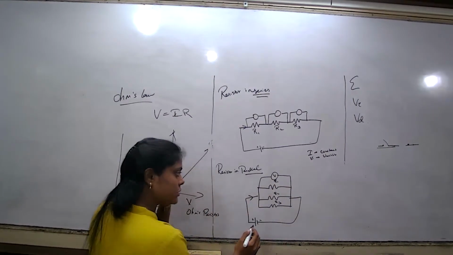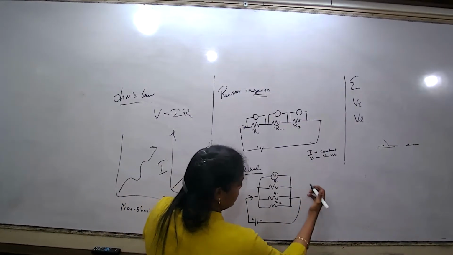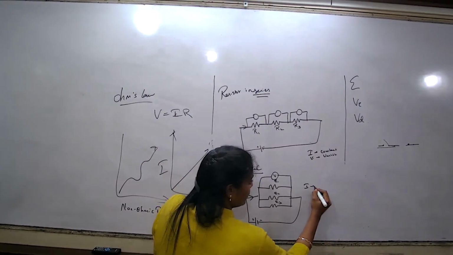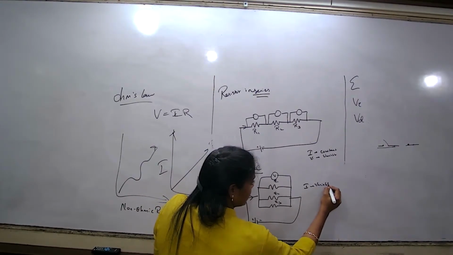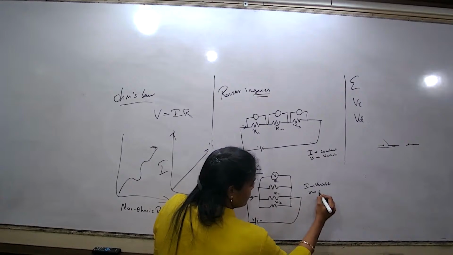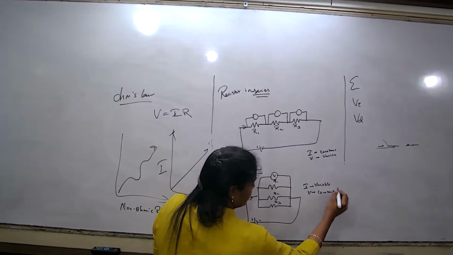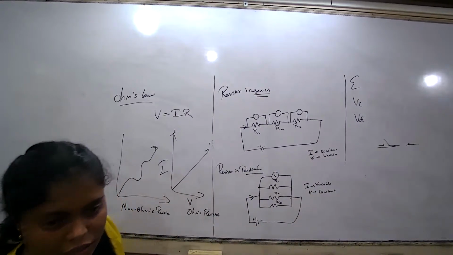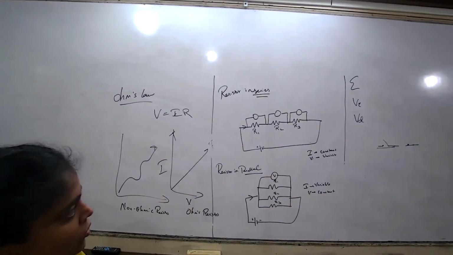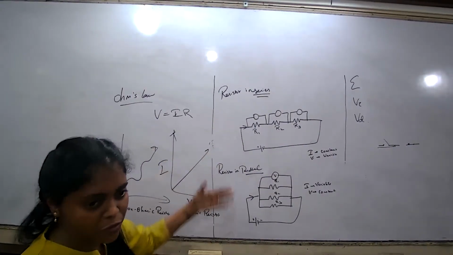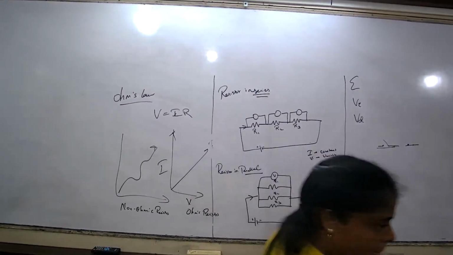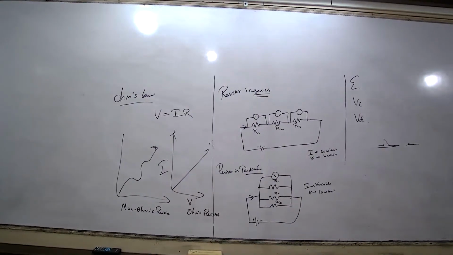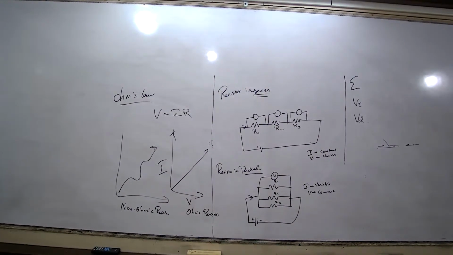In this concept, it is vice versa to this. The current will be variable and voltage is constant. You can give any example for these two things. Any example you can give. Give us an example for a series circuit.